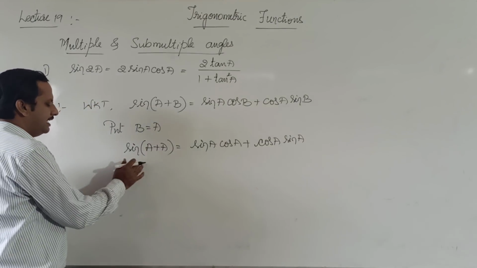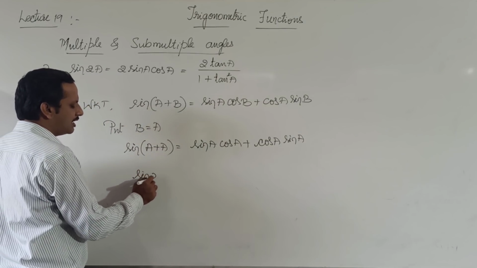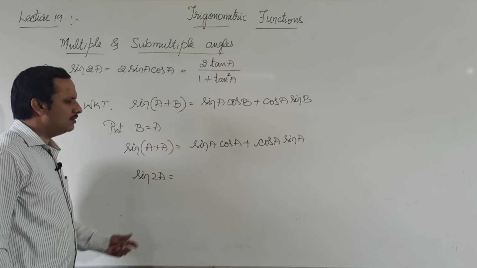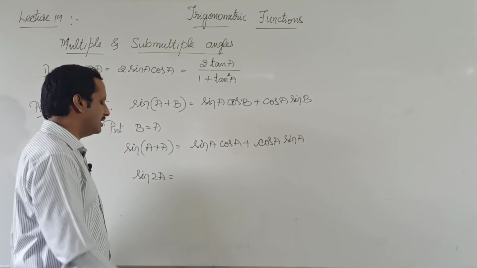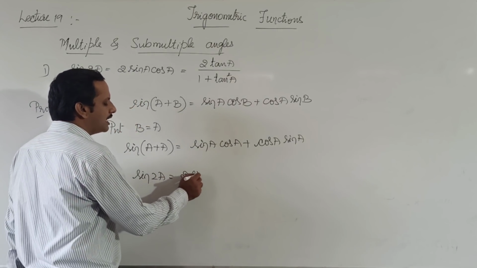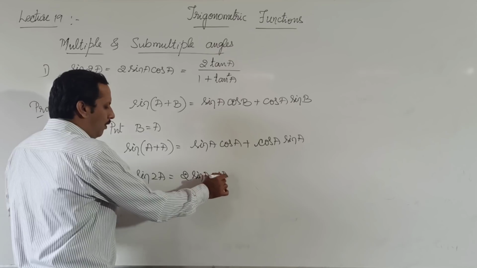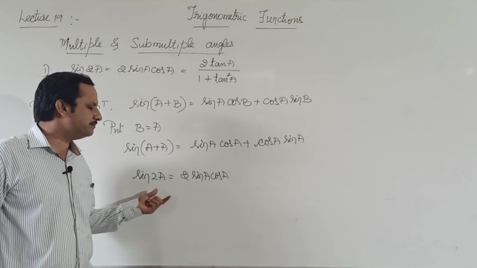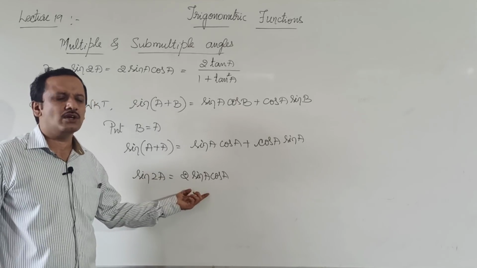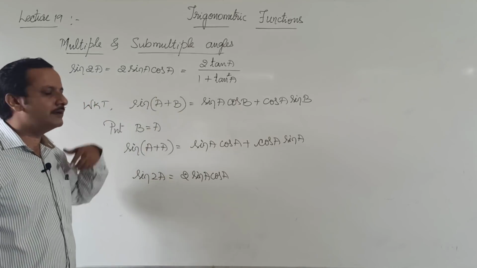Okay? Sin A plus A, that means sin 2A. That's equal to, here this is sin A cos A, this is also sin A cos A. Sin A cos A plus sin A cos A will give you 2 sin A cos A. So sin 2A is equal to 2 sin A cos A. That's what we want.